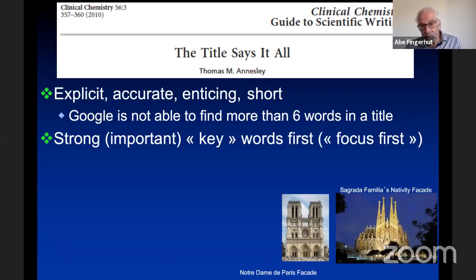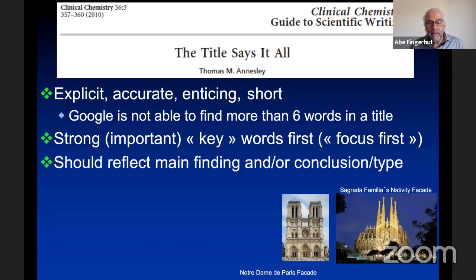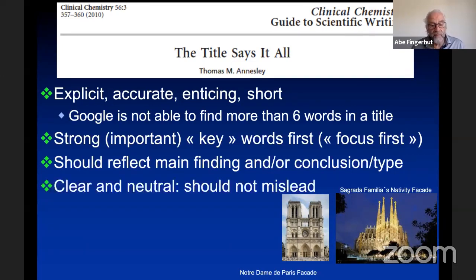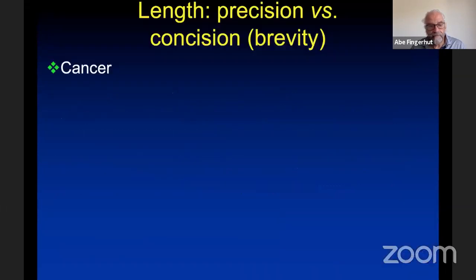The title says it all. The first 2 words. It's called focus first. The title also should reflect the main findings or even the conclusion of your paper. But it has to be clear, it has to be neutral. It always has to be objective, never subjective.